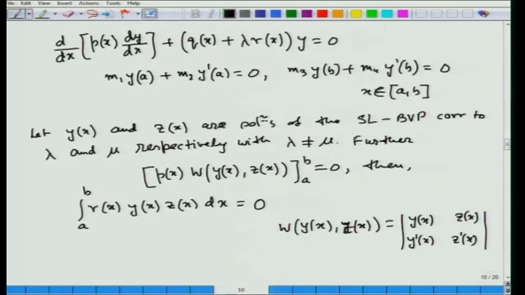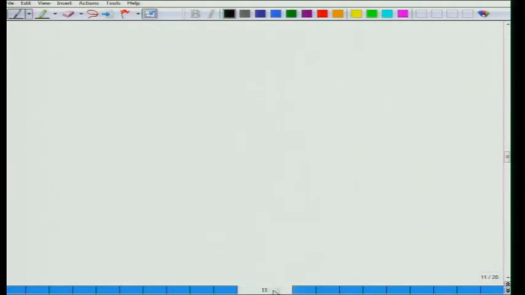Depending upon the associated Sturm-Liouville boundary value problem, if r(x) equals 1, then the condition for orthogonality comes down to simply the integral from a to b of y(x) z(x) dx equal to 0. So, first of all we prove this result. y(x) is the solution of the Sturm-Liouville problem for lambda.